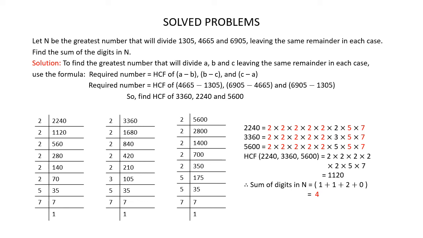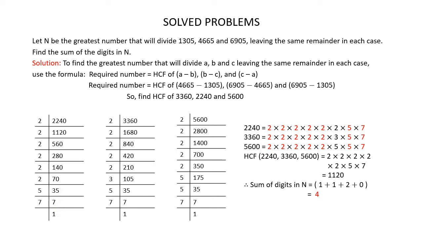So now we have to find the HCF of 3360, 2240 and 5600. Let's now find the HCF of these three numbers by prime factorization method. First, let's find the prime factors of 2240. Divide 2240 by 2, you will get 1120. 1120 divided by 2 is 560. 560 divided by 2 is 280. 280 divided by 2 is 140. 140 divided by 2 is 70. And 70 divided by 2 is 35. Now divide by 5. 35 divided by 5 is 7. And 7 divided by 7 is 1.